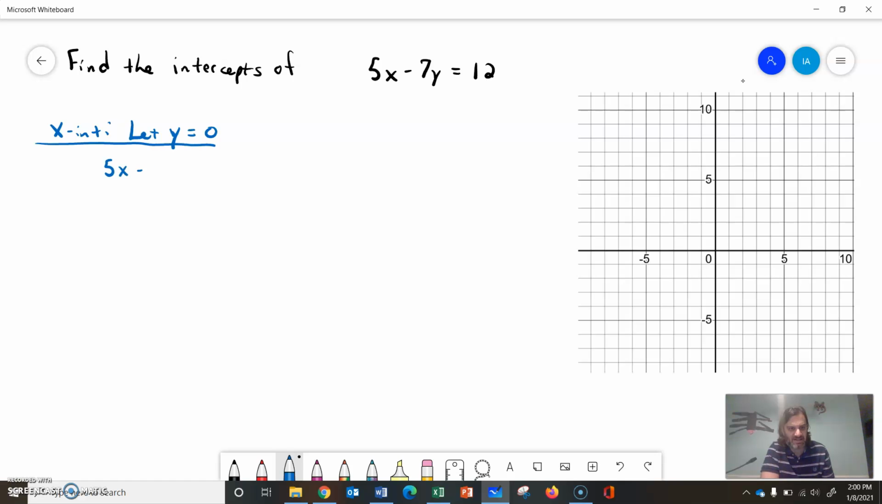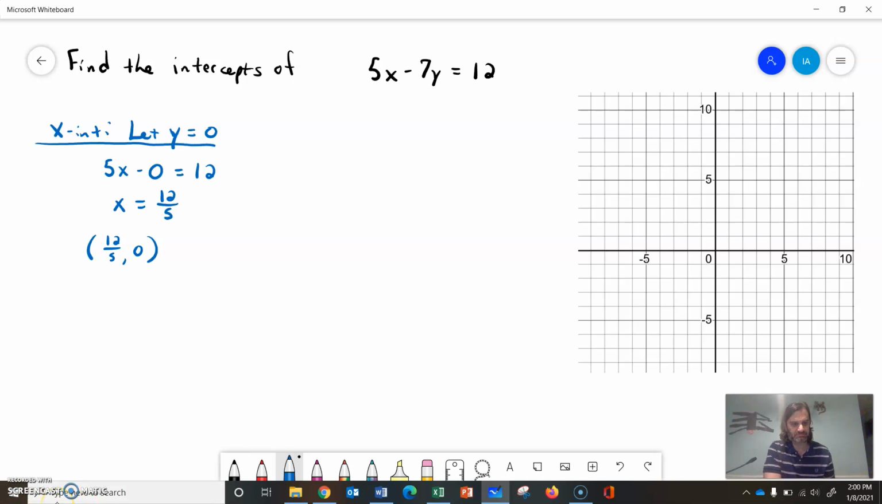We will say that 5x minus 0, replacing the y with 0, 7 times 0 is 0, equals 12. Don't need the 0, divide by the 5, so we'll have x equals 12 fifths. So that intercept will look like (12/5, 0).